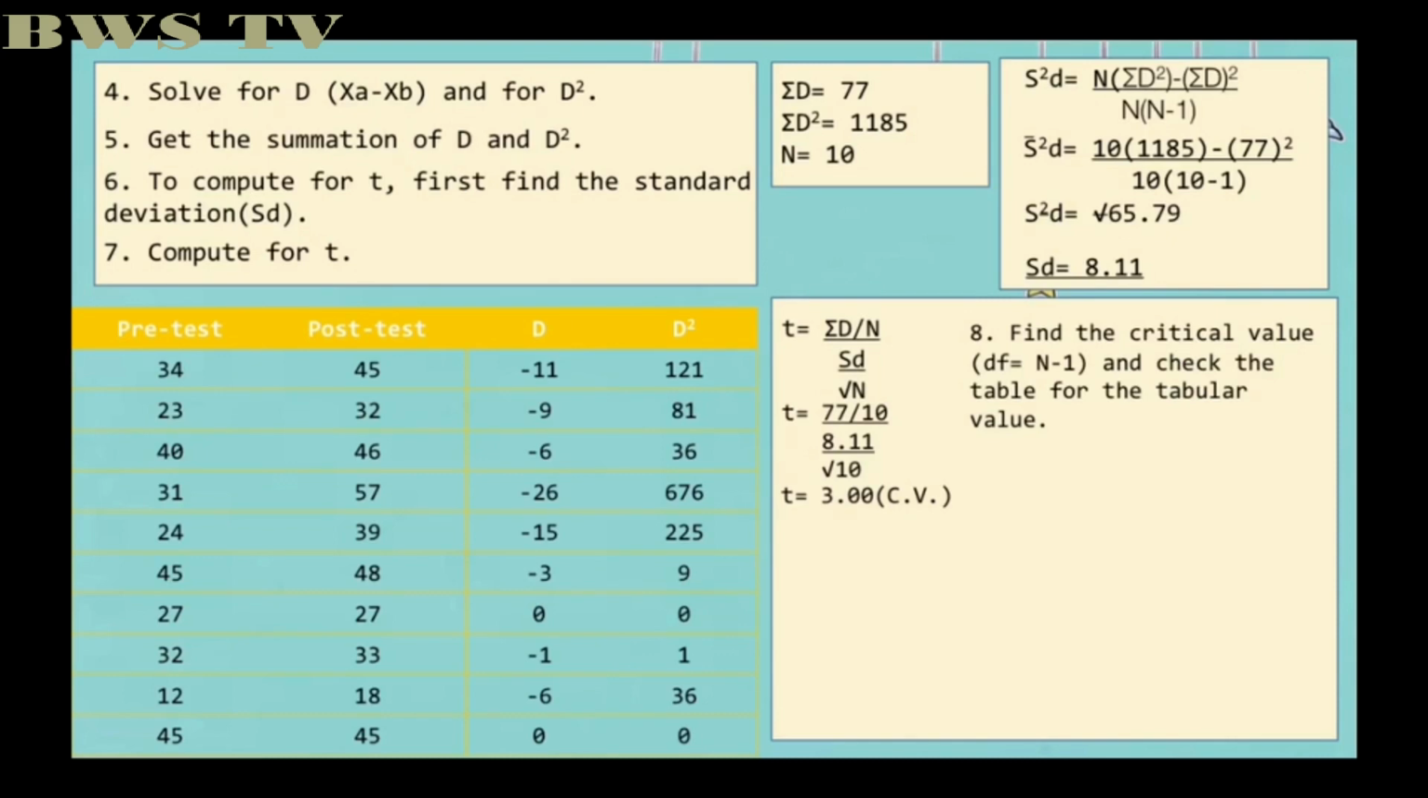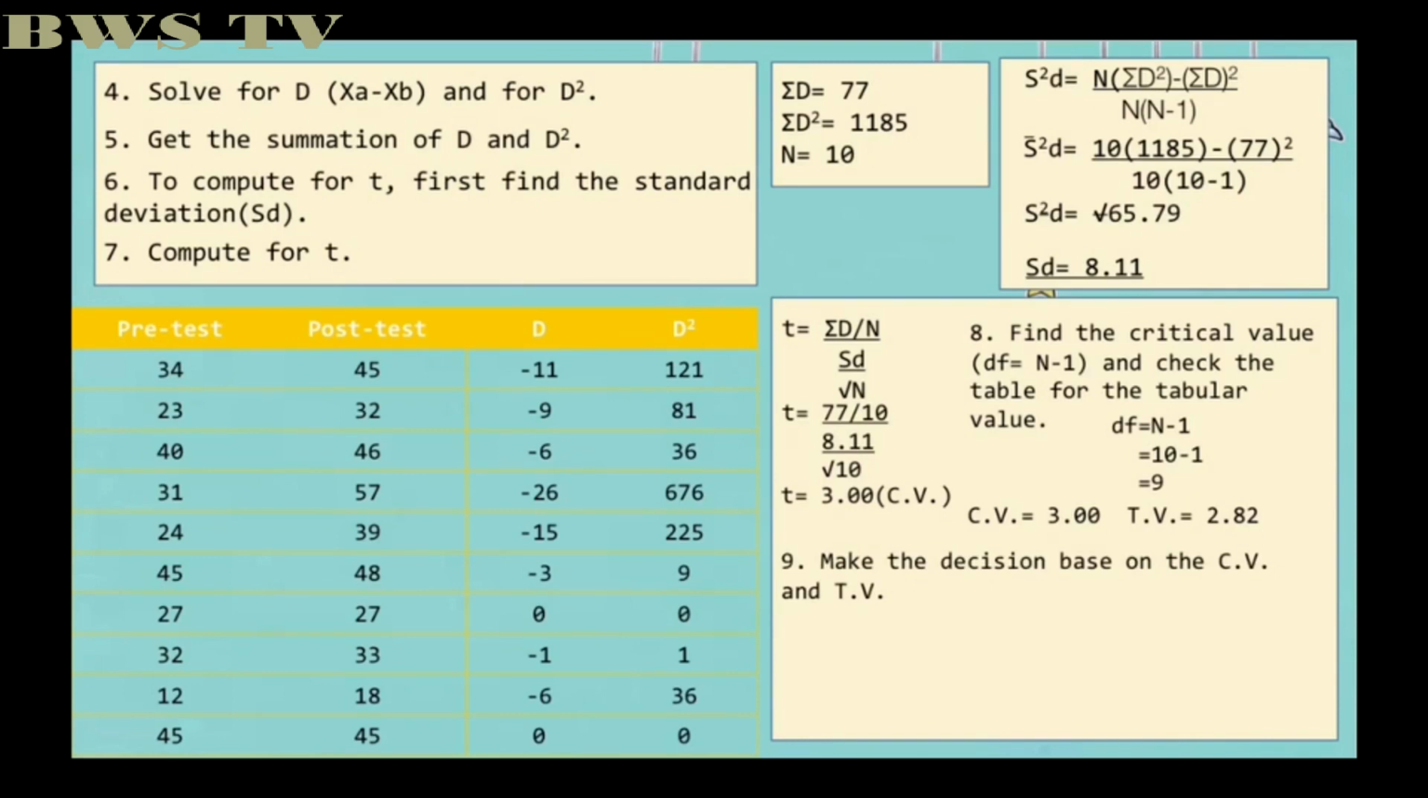Step 8. Find the critical value. Our formula for degrees of freedom is N minus 1, and check the table for the tabular value. So our DF is N minus 1. Substituting, it is 10 minus 1. Our answer is 9. Our CV is 3, while our TV is 2.82, based on the degree of freedom, which is 9 in the table.